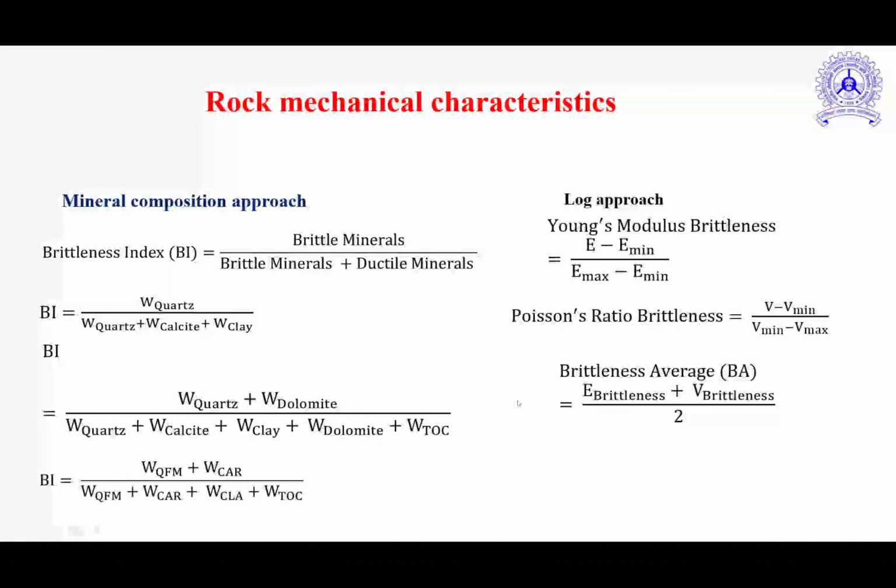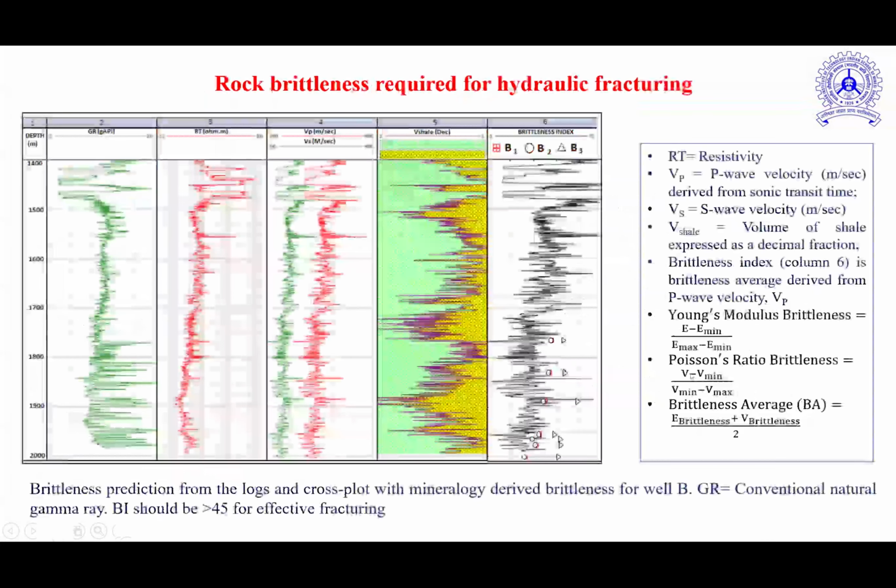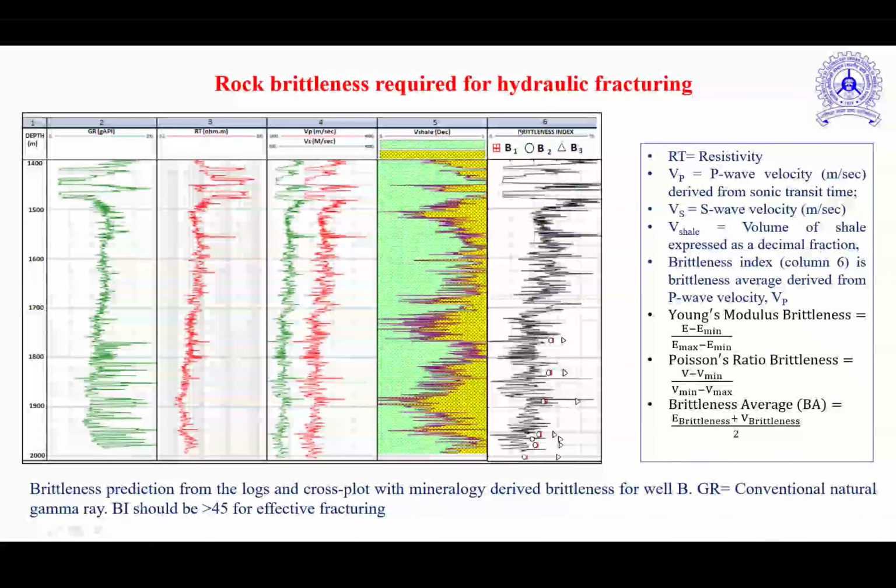And this is the brittleness average we calculate from the log approach. If you look into this, from the brittleness index, if you calculate, these will be your values. It should generally be a minimum of 45 brittleness index to have good fracturing.